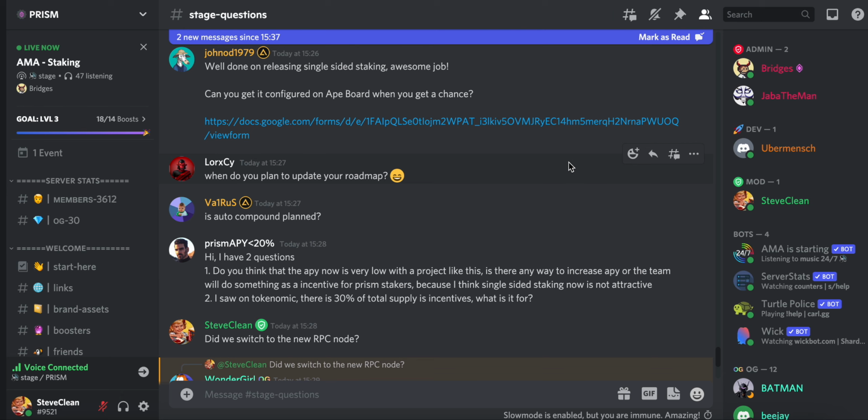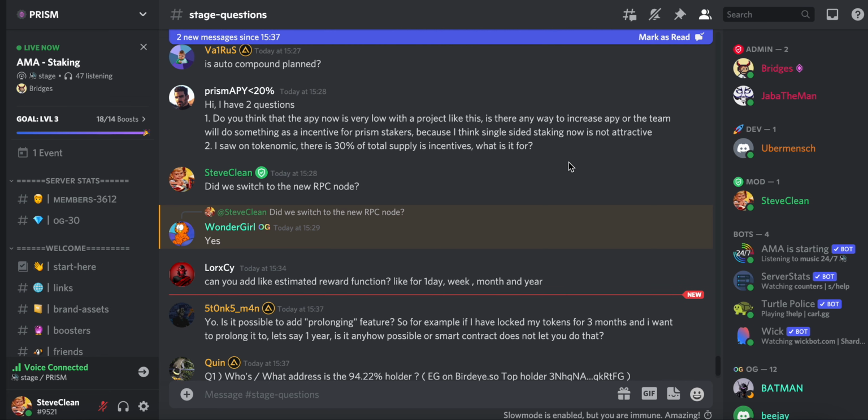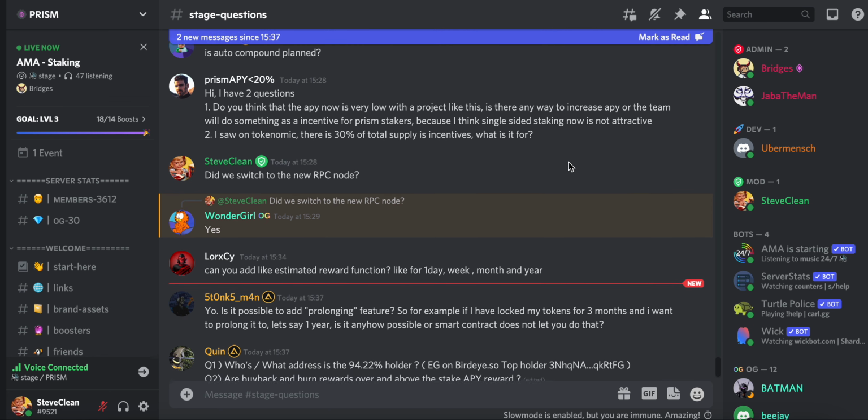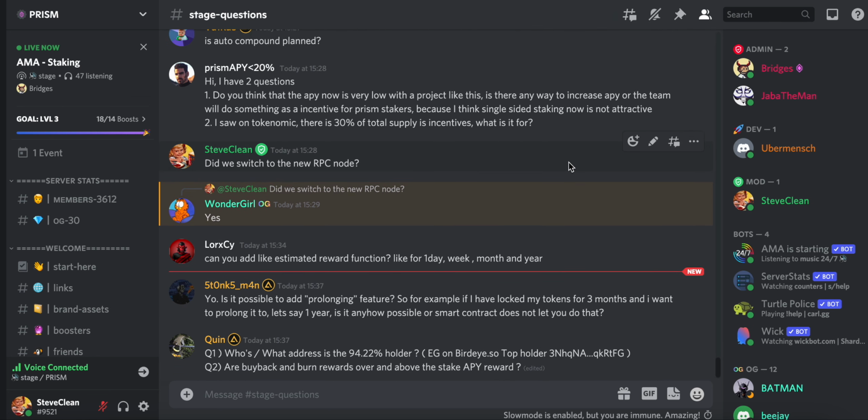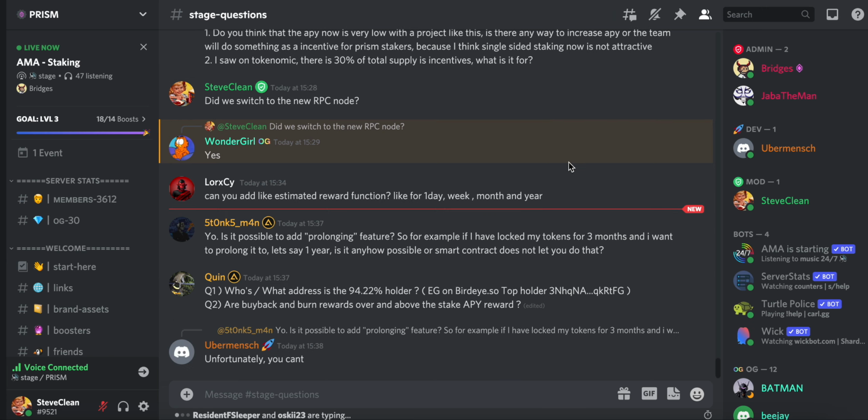Steve asks, did we switch to a new RPC node? We didn't switch to a new RPC node right now. We're using the same RPC node. The old RPC node we changed a few months ago, I think a month ago maybe. We were using Genesis Go, and now we switched to Triton One, basically an RPC pool.